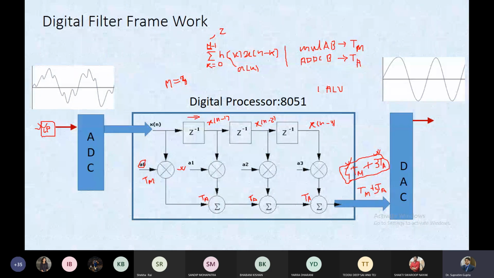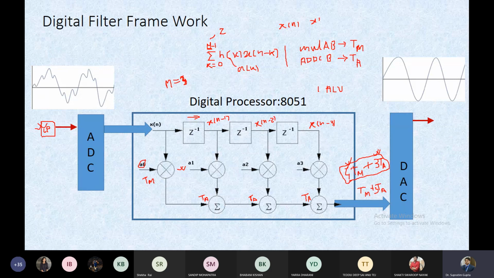Or sorry, this M equal to 3 means 0, 1, 2, right? So x[n], in my notation, it will be x[n minus 1] and x[n minus 2].